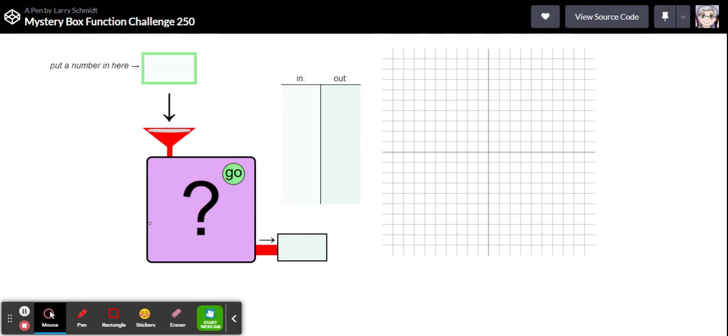In the purple mystery box there is some math and your challenge is to figure out what it is. You can use the link in the description if you want to try this out, and when you think you've got an idea, come on back and see if we get the same thing.